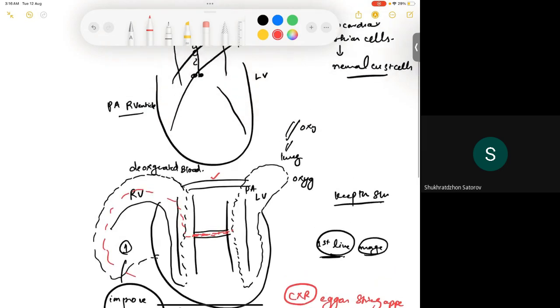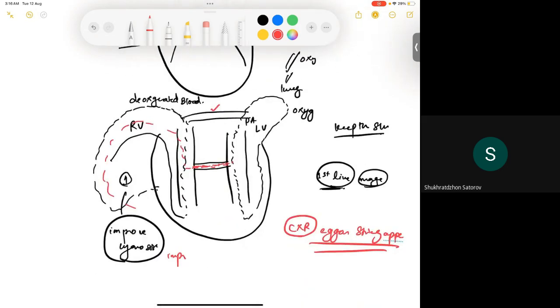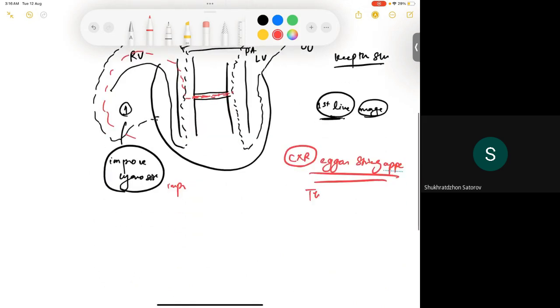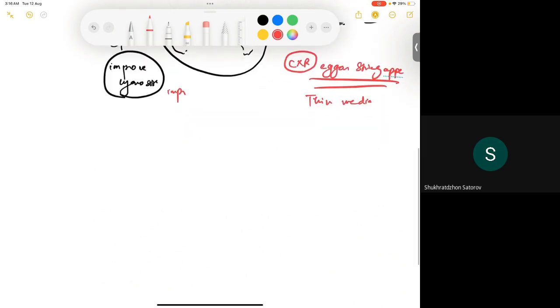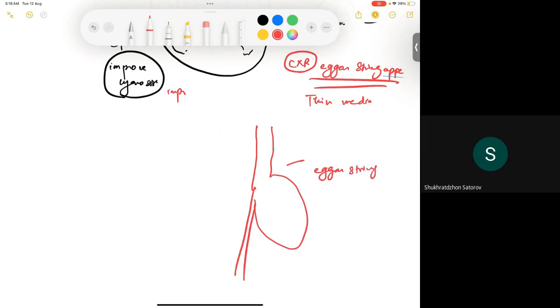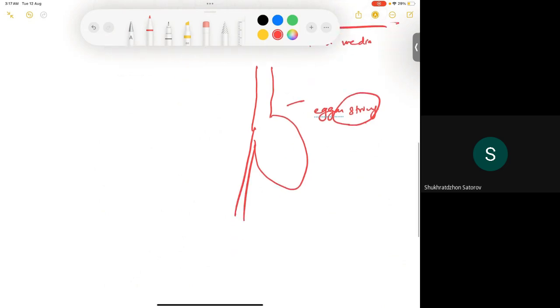As you can see, you do not have the proper big arteries arising from the proper heart chambers, so it would result in a thin mediastinum. You have a thin mediastinum from which your heart is arising, and it's going to resemble an egg on a string appearance. Is it clear? Okay. So this was all about transposition of great vessels.